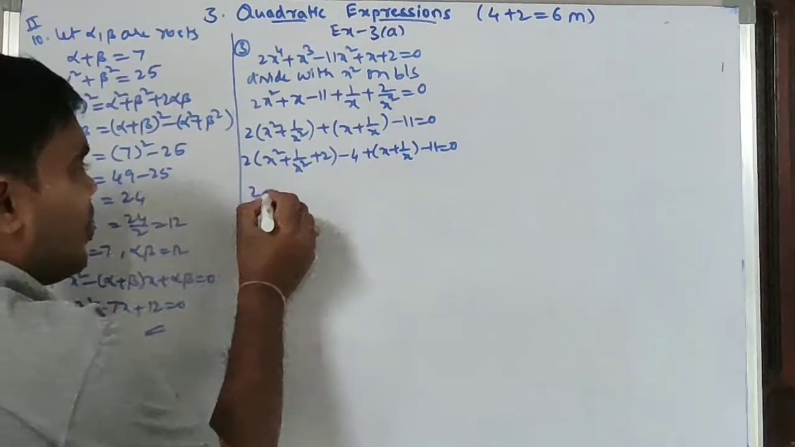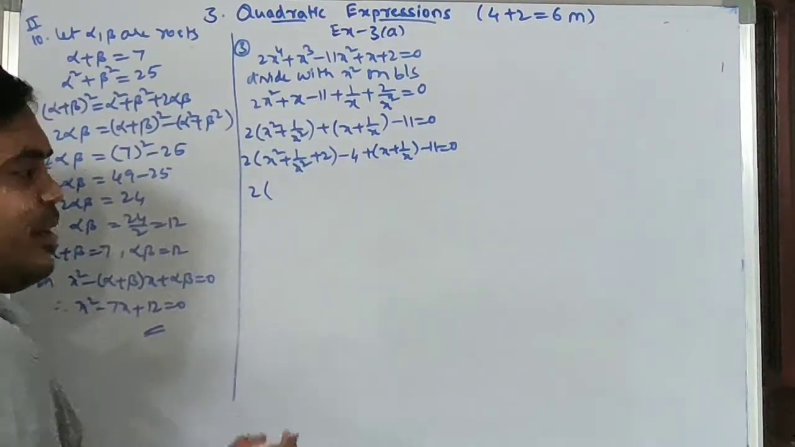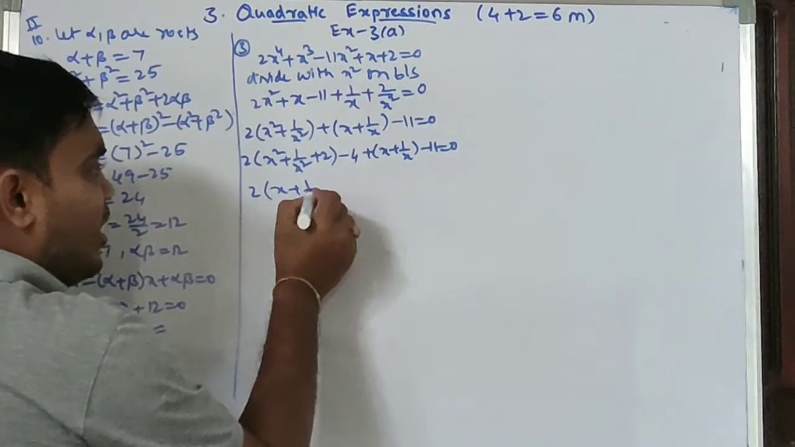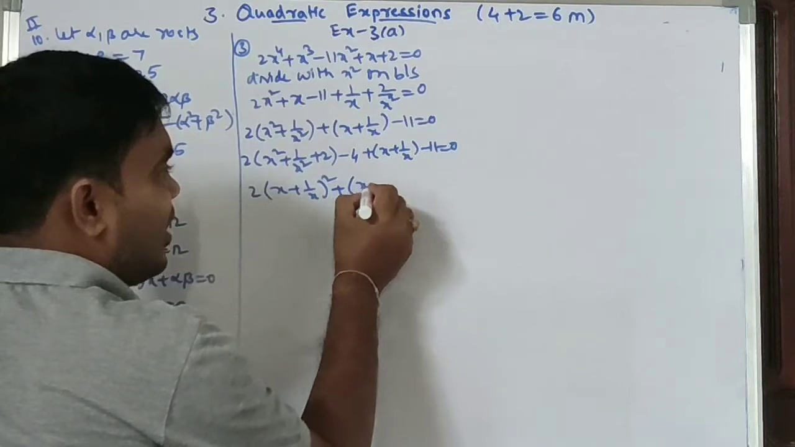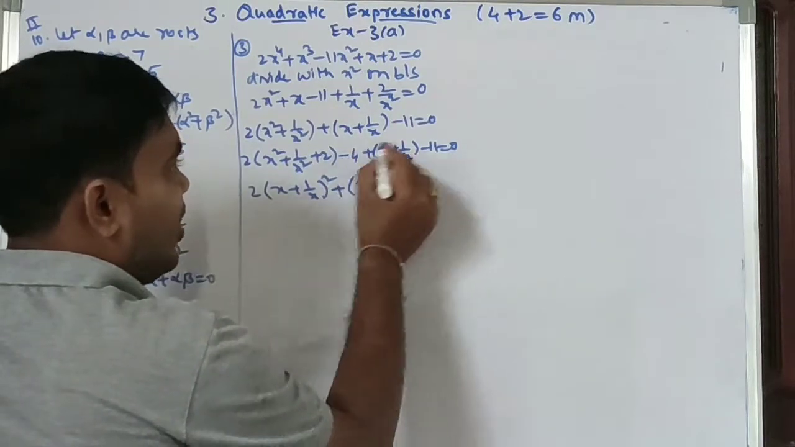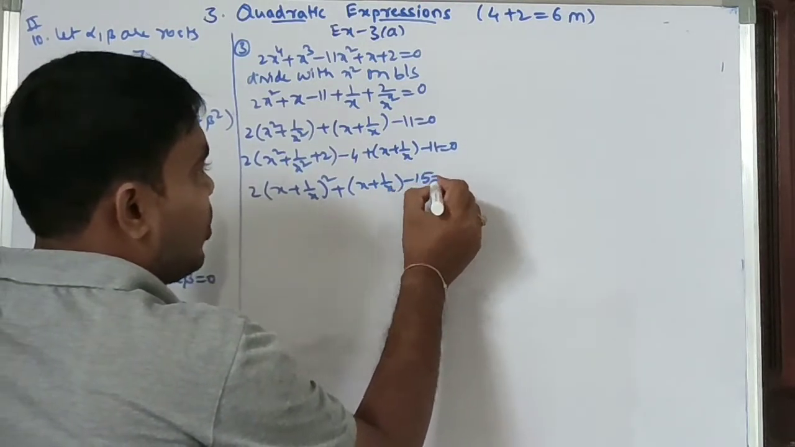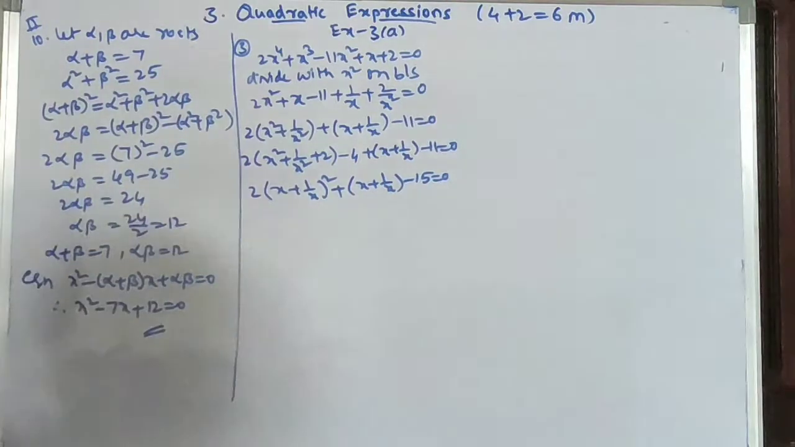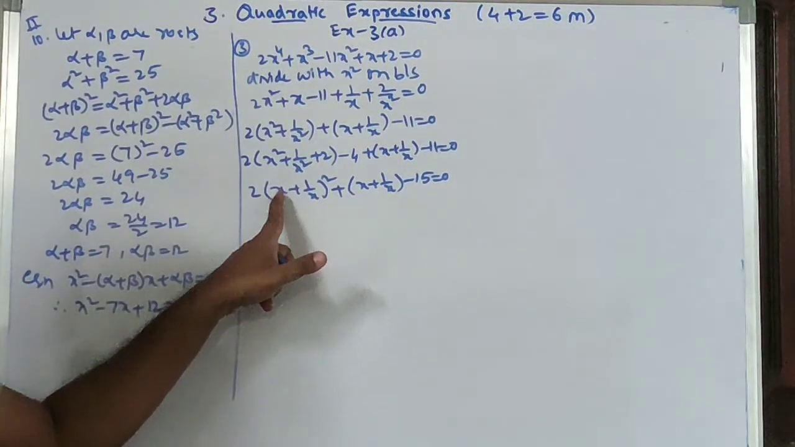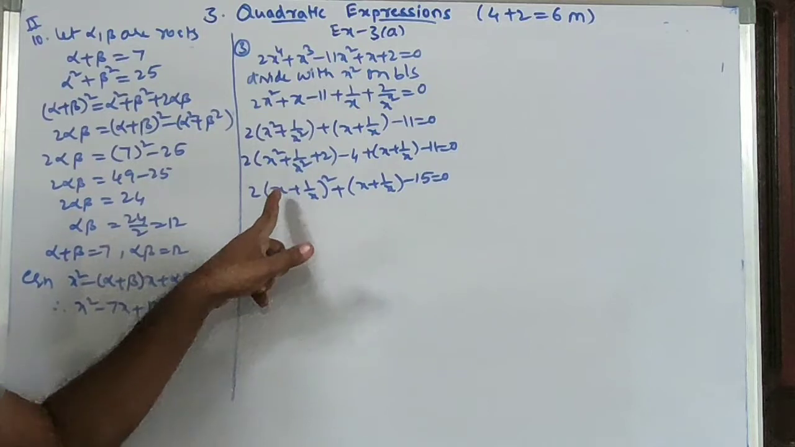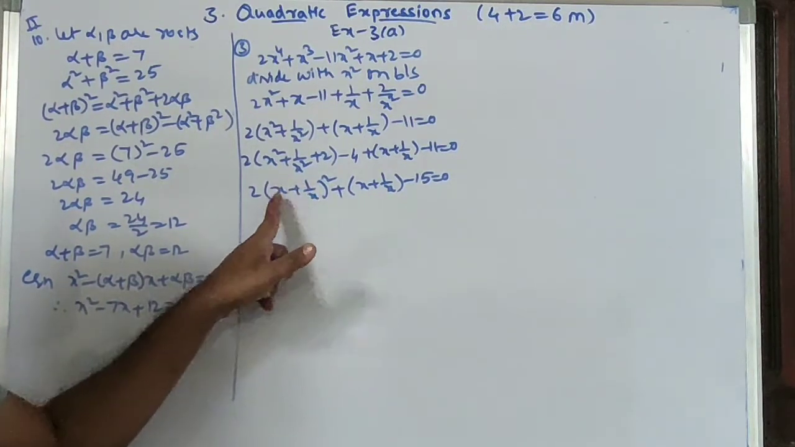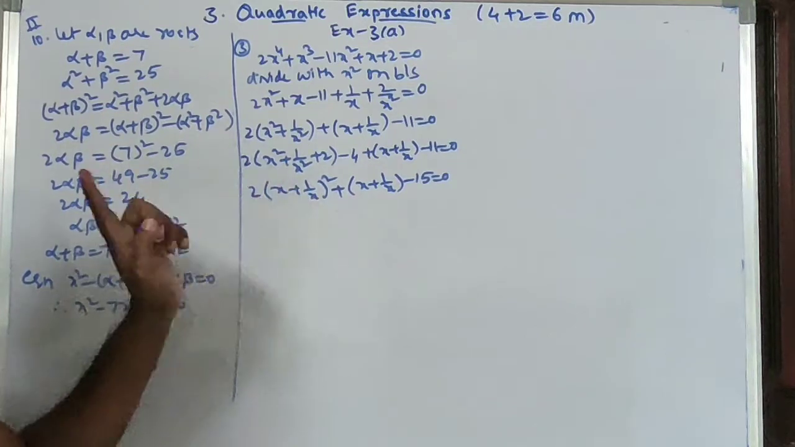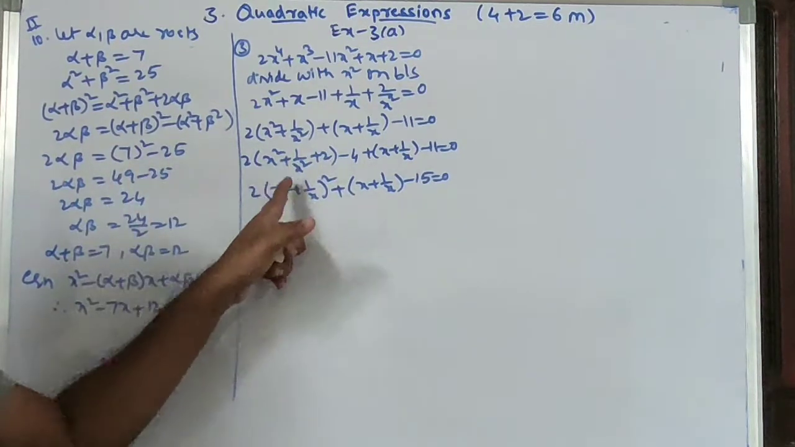Now this is the a plus b whole square formula. x plus 1 by x whole square, plus this one I am writing, x plus 1 by x, minus 4 minus 11, minus 15 equal to 0. If you want to check this one, a plus b whole square: x square plus 1 by x square, 2ab is 2 into x into 1 by x, cancel, we get 2. We can write like this.